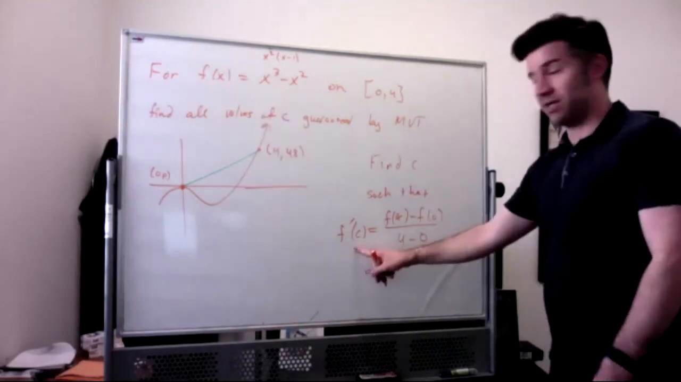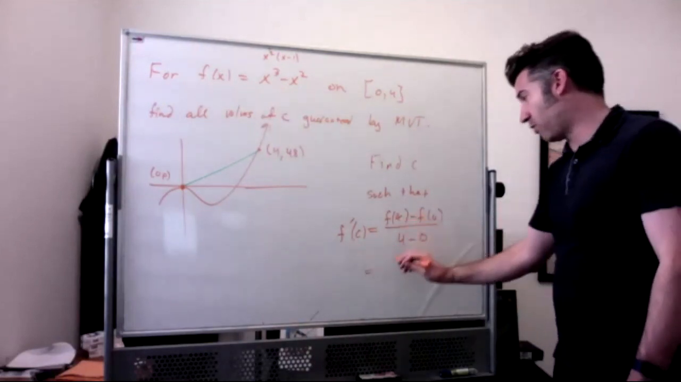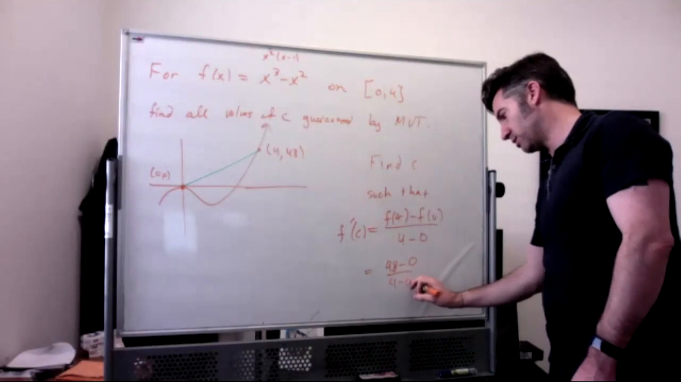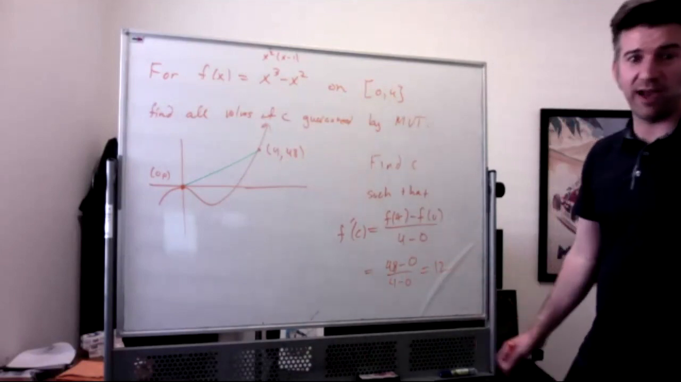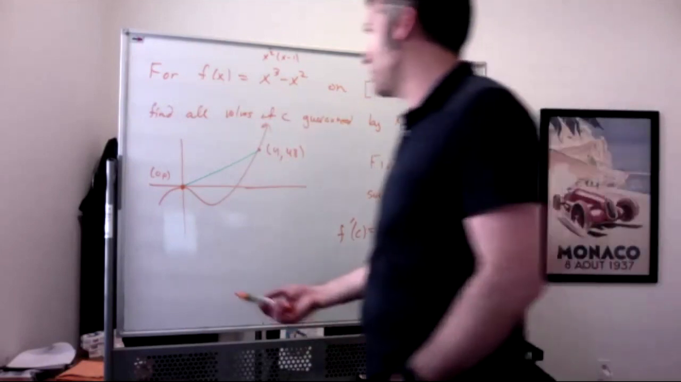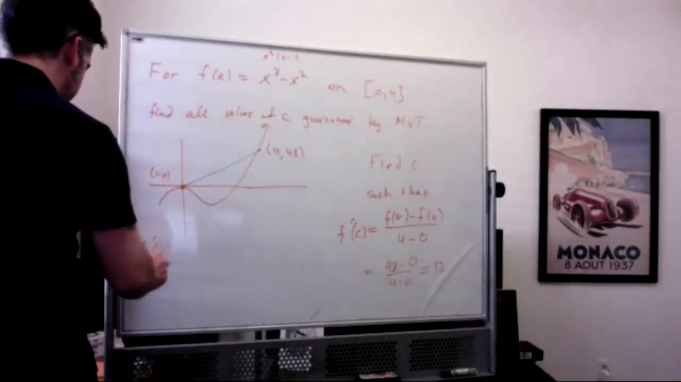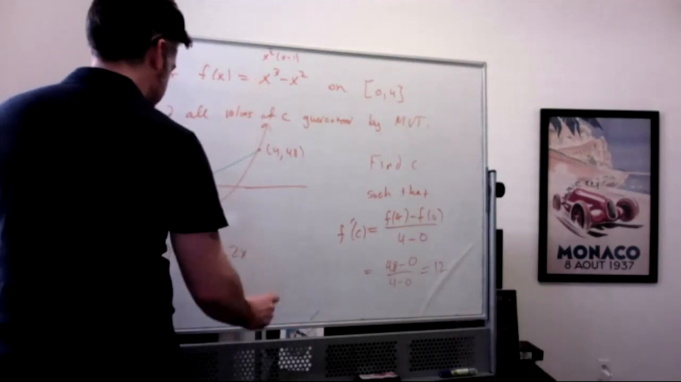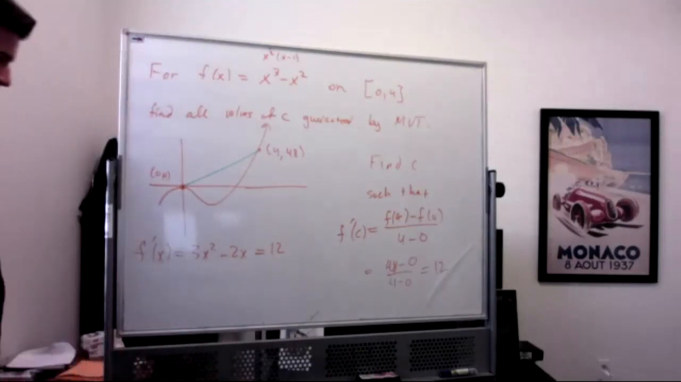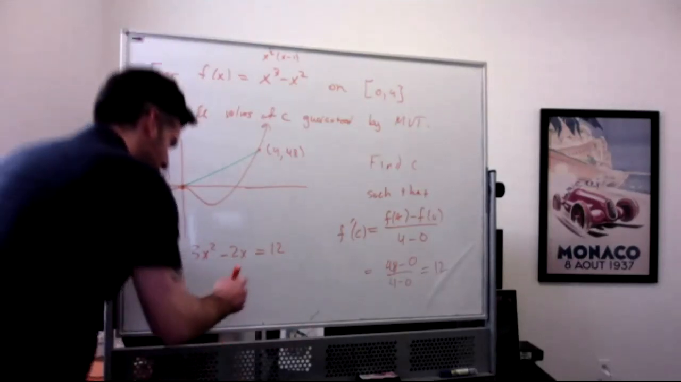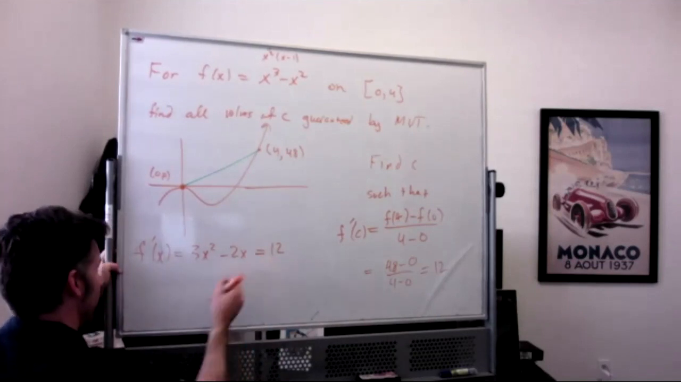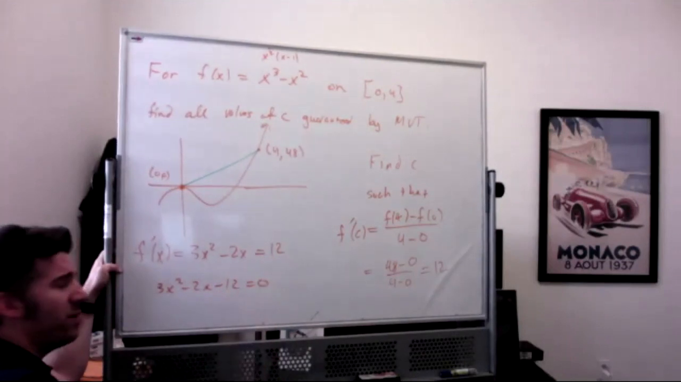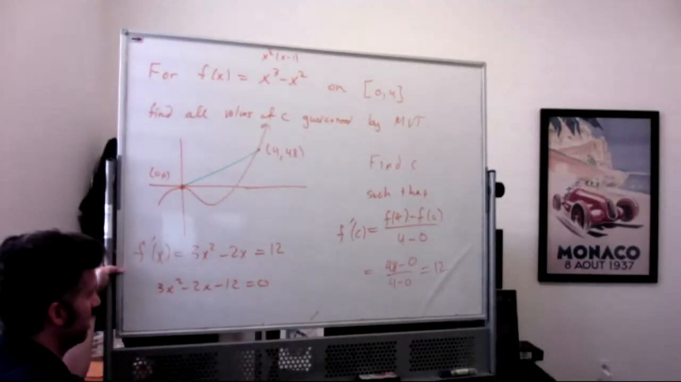So we're trying to find a c so that f prime of c is equal to f of 4, which we already said is 48, minus f of 0, over 4 minus 0, so that's going to be 12. We're trying to find where the derivative is equal to 12. f prime of x is 3x squared minus 2x, and we set that equal to 12. Bringing the 12 over, 3x squared minus 2x minus 12 equals 0.